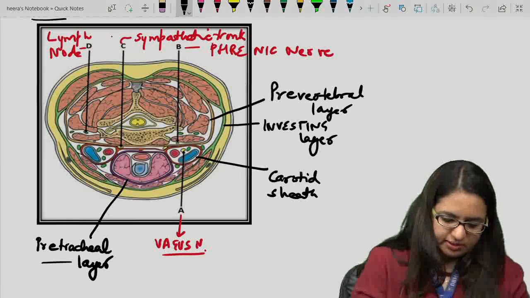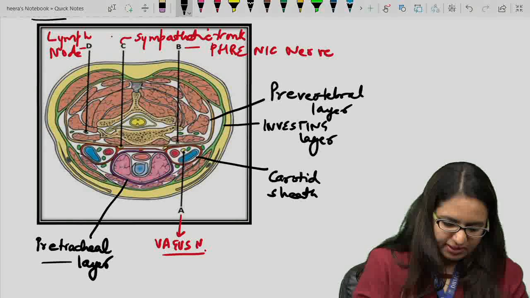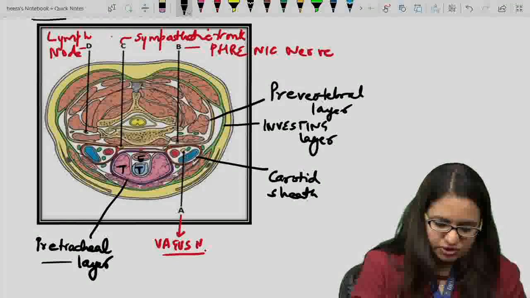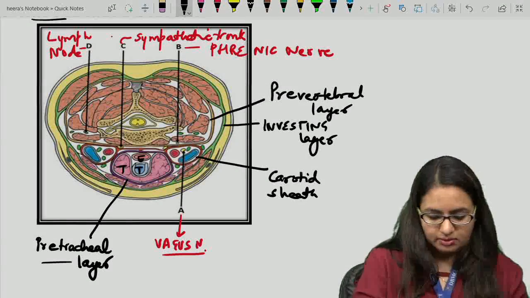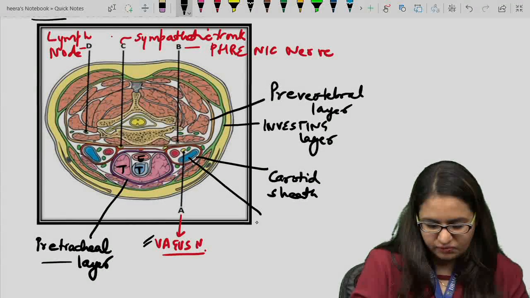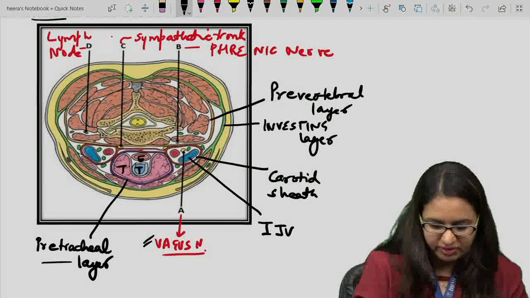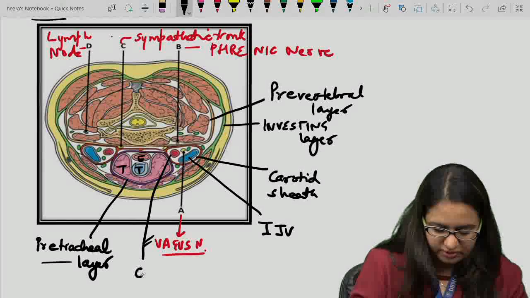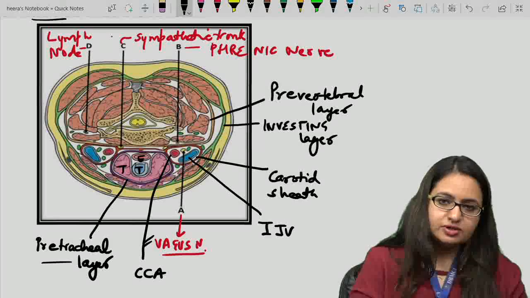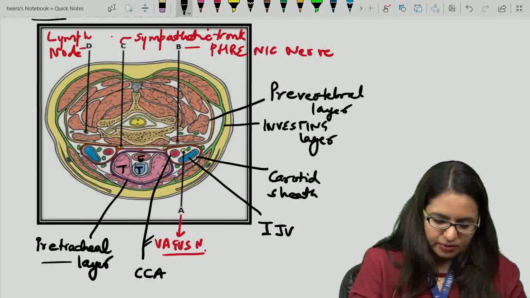The pretracheal layer encloses the thyroid gland. This is the thyroid gland, and along with that the trachea is there and the esophagus is there. Then the carotid sheath encloses the main structures. One is the vagus nerve. Apart from this, we have this vein, which is the internal jugular vein, and the artery which is present over here is the common carotid artery. The sympathetic trunk is related to the posterior wall of the carotid sheath.